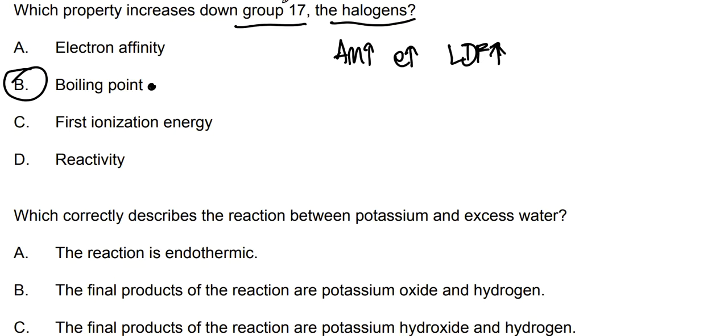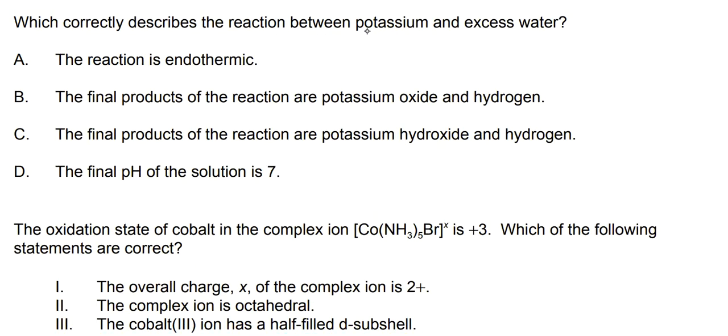when you compare halogens at the top of group 17 to those at the bottom. Which correctly describes the reaction between potassium and excess water? When potassium is reacted with water, I'm pretty sure it forms potassium hydroxide, not potassium oxide. The final pH would not be 7 because it would be basic, because potassium hydroxide is basic. It would not be endothermic because this reaction generally has explosive properties, because potassium is an alkali metal, and when you put it in water, it generally reacts really fast. So C seems to be the correct answer.